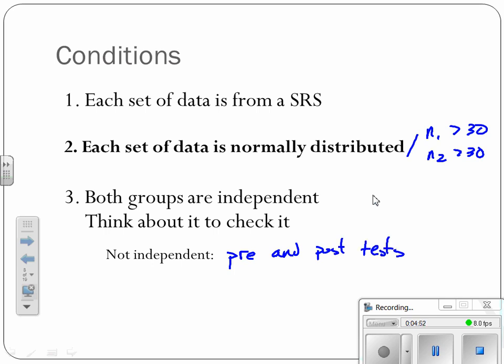One could affect the other because it's the same person taking the test. Another example, which we did early in the course: we do something on the left and right foot. We put waterproofer on the right shoe and nothing on the left foot, and we're going to compare it. Well, those two aren't independent because they're on the same person, so one could obviously affect the other.